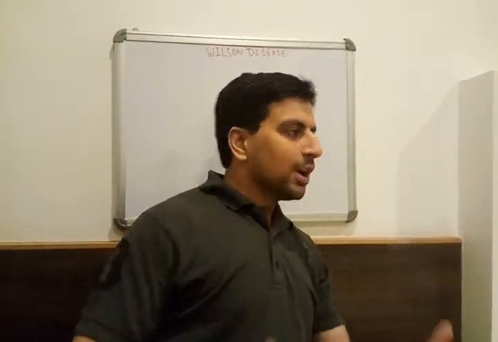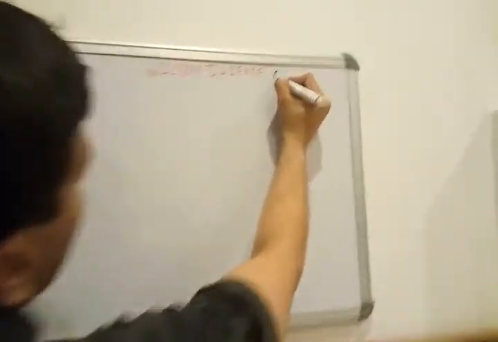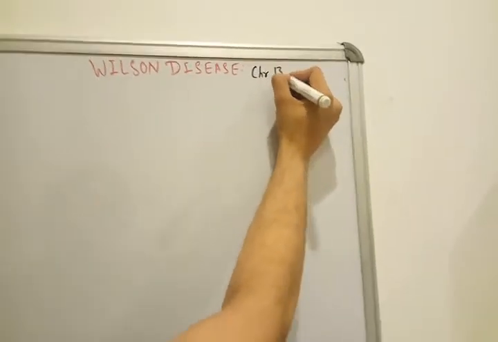Hemant, and our today's topic is Wilson disease. Today, I am going to explain what Wilson disease is, what kind of symptoms it has, and how to treat this disease. Now, Wilson disease occurs on chromosome number 13.